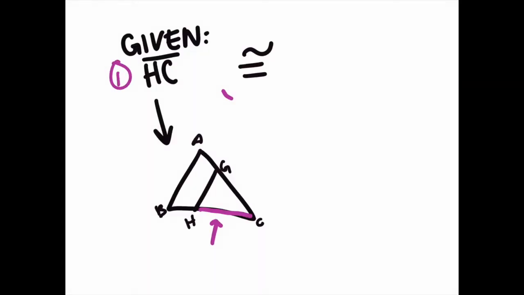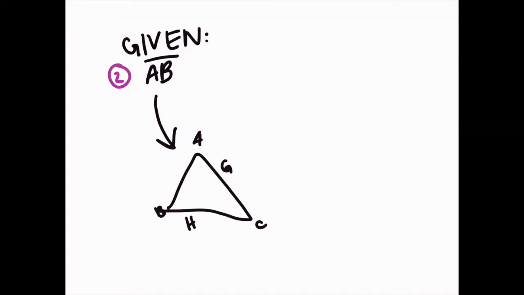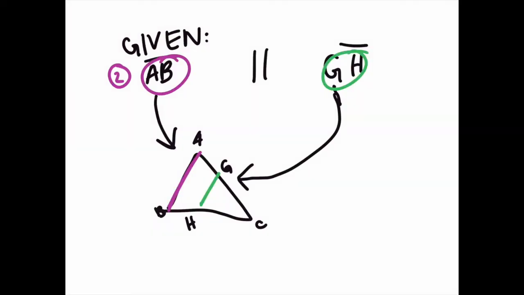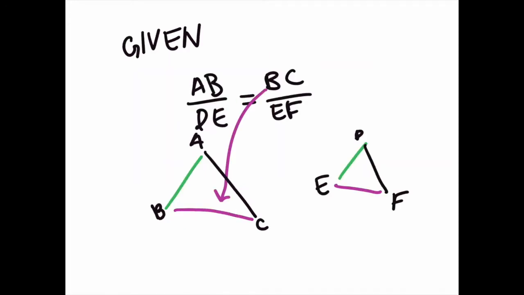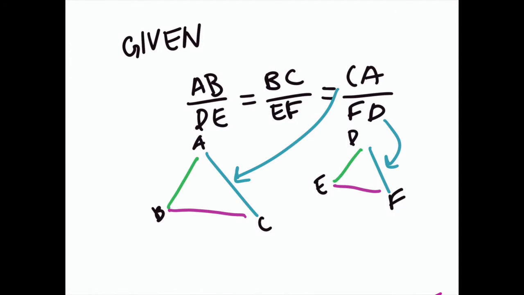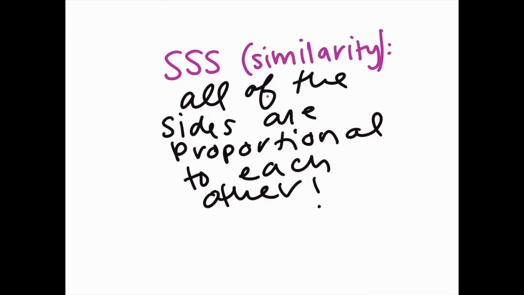We know that HC is congruent to EF, AB is parallel to GH, and AB over DE is equal to BC over EF, which is equal to CA over FD. There's an SSS going on here. All the sides are proportional to each other, which is SSS in terms of similarity.